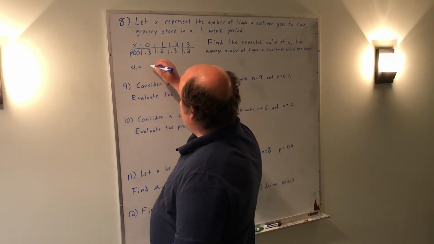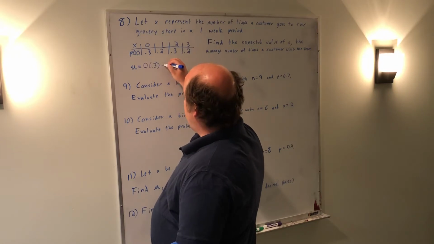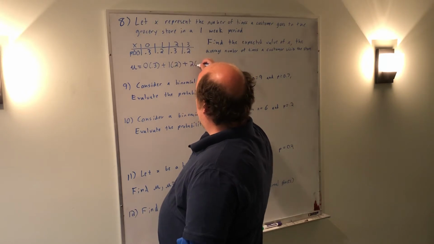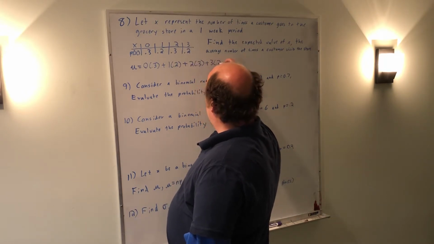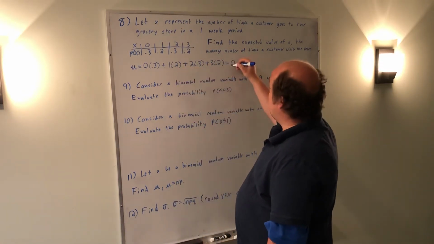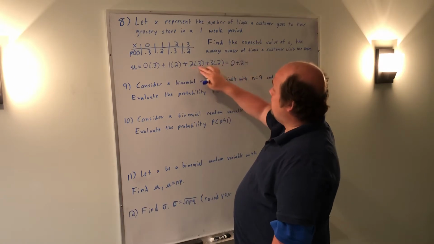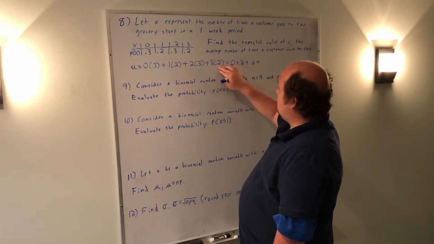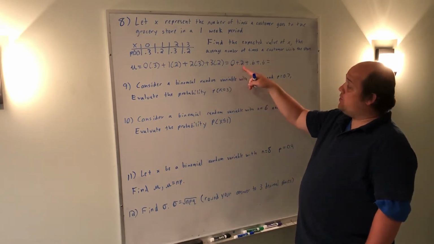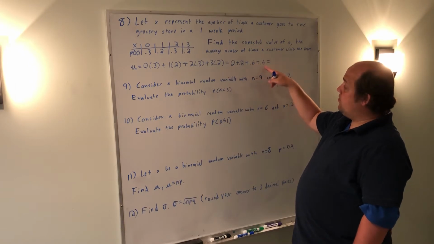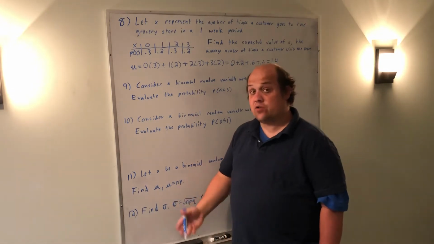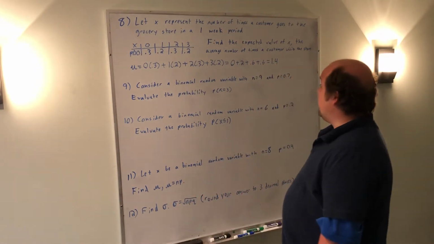Remember, to calculate the mean, we take each X value times its probability and add them all together. In this case, 0 times 0.3 is 0, 1 times 0.2 is 0.2, 2 times 0.3 is 0.6, and 3 times 0.2 is also 0.6. So when I add these together, 0 plus 0.2 is 0.2, plus 0.6 is 0.8, plus 0.6 is 1.4. So according to this table, on average, somebody goes to the grocery store about 1.4 times per week.